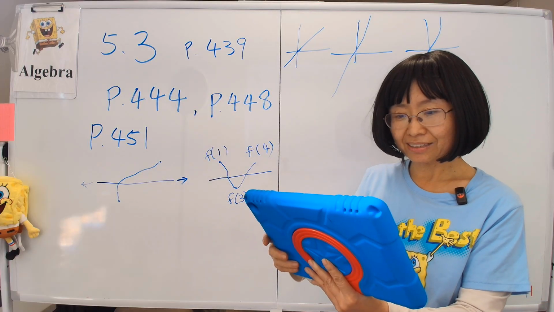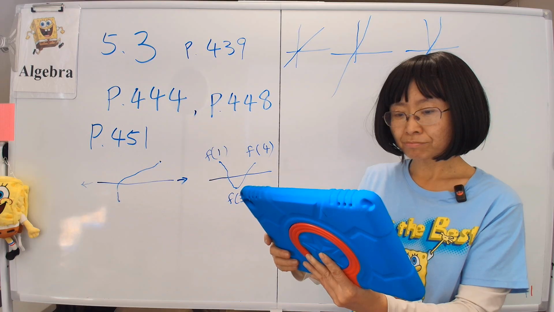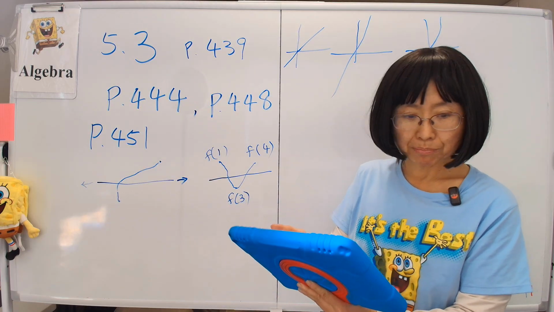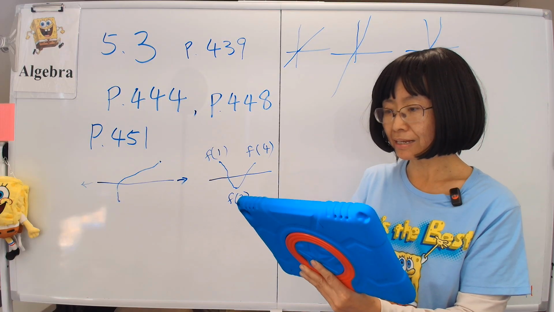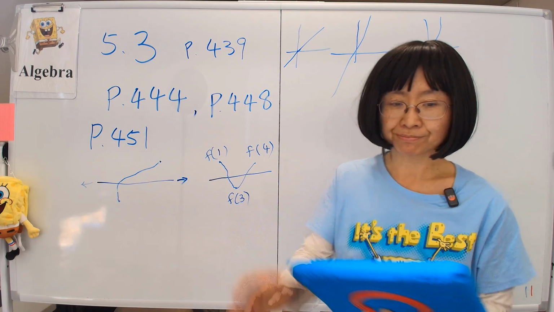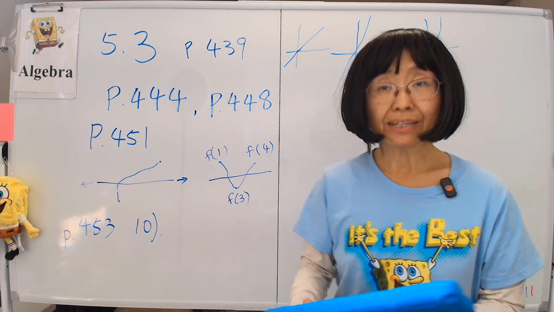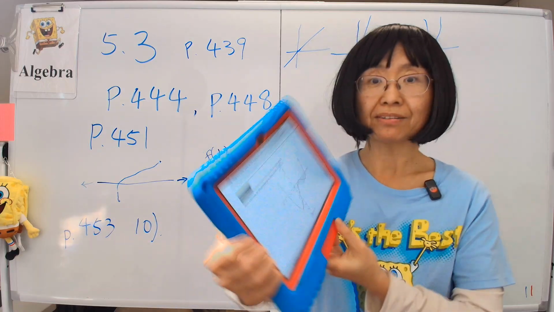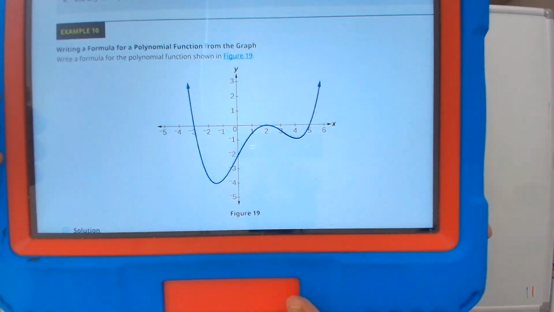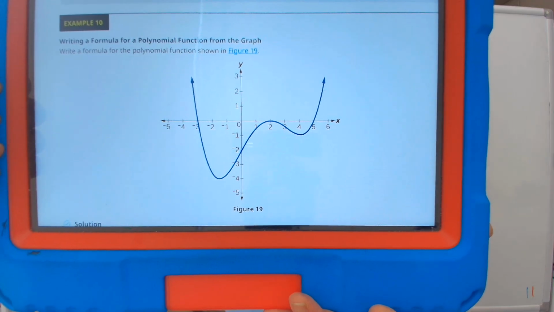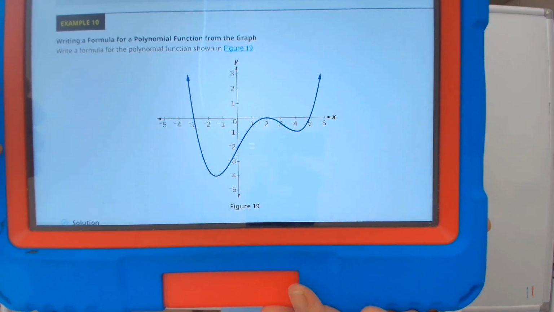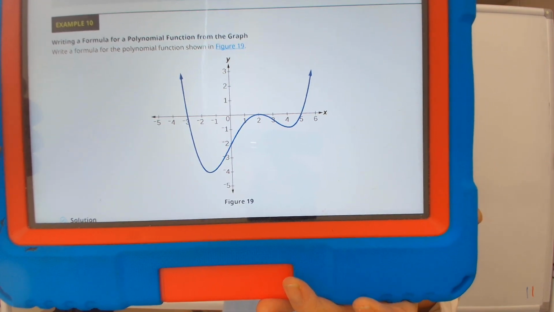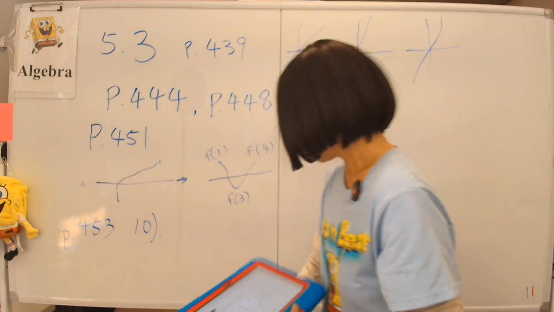So that's that. And next, given a graph, we need to write a formula for the function. Let's look at example 10 on page 453. So we are given the graph of some polynomial, and we need to write down the equation for this thing just by looking at it. That takes a bit of a guess or estimation, but we'll do the best we can. First, we notice where the x-intercepts are, that is, where the zeros are. The zeros are at -3, and then 2, at least twice, right? And then 5.